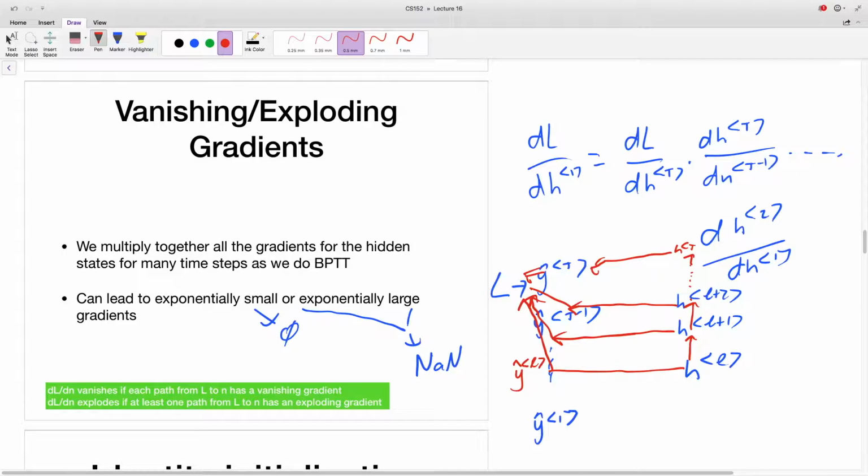Having these multiple paths, the way that vanishing and exploding gradients work is different between the two. So in order to have an exploding gradient, how many of these paths need an exploding gradient? Exactly one, right? So if one path causes an exploding gradient, then the entire gradient is exploded, because it's just a sum of the gradients for all the paths, right?